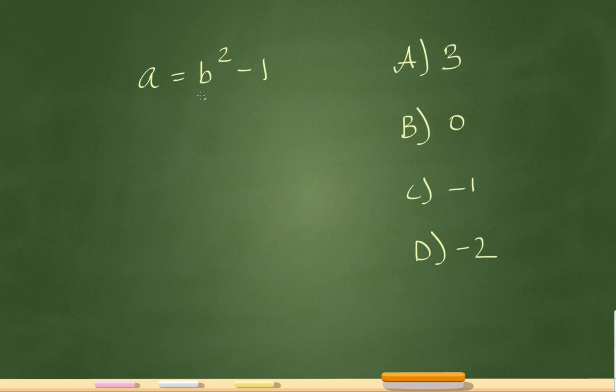It's saying a equals b squared minus 1, and it tells me that b right there is a real number. And the question is saying which of the following cannot be the value of a. So a couple of things to keep in mind.